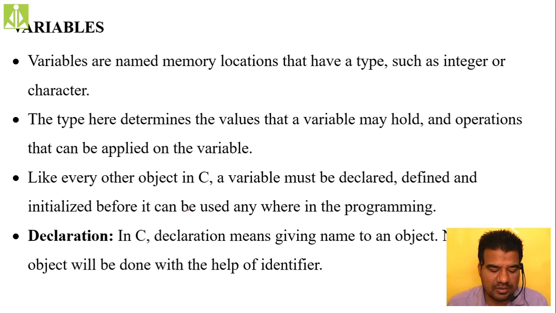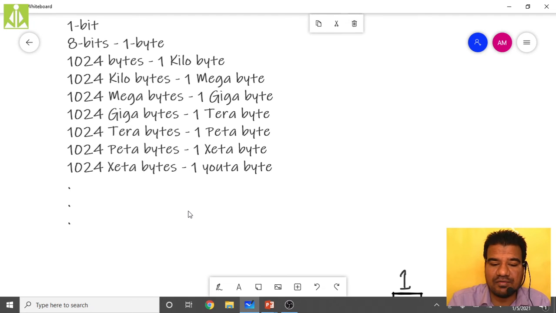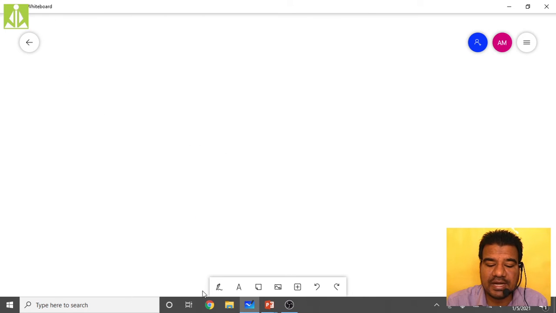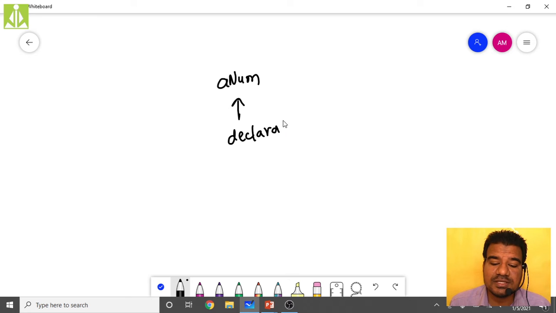Let us say I want to use a variable. The first thing I have to do is decide the name for that variable. Let us say I want to give my variable name as anum, no space. So this is my name. What I have done here, when I have given the name, is the declaration. This is declaration.